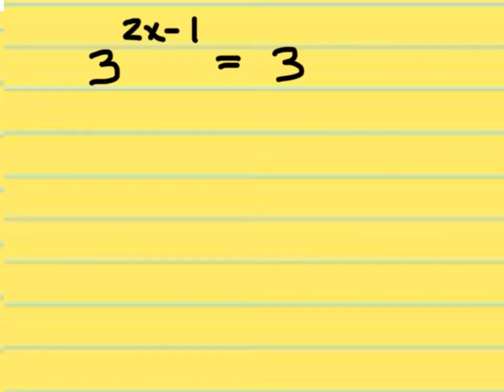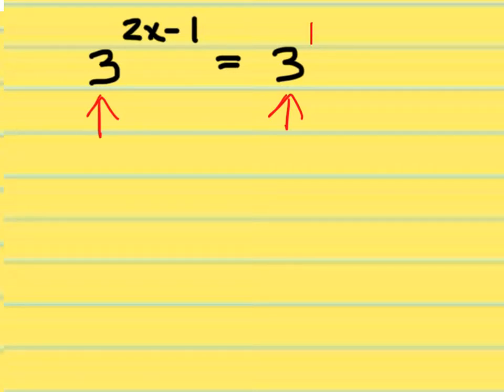Three to the 2x minus 1 power equals 3. Again, you have the same base. So the exponents would have to be equal. The most common mistake on this problem is that since there is no exponent there, you write it as 0. That is not right. What is the exponent that is missing?